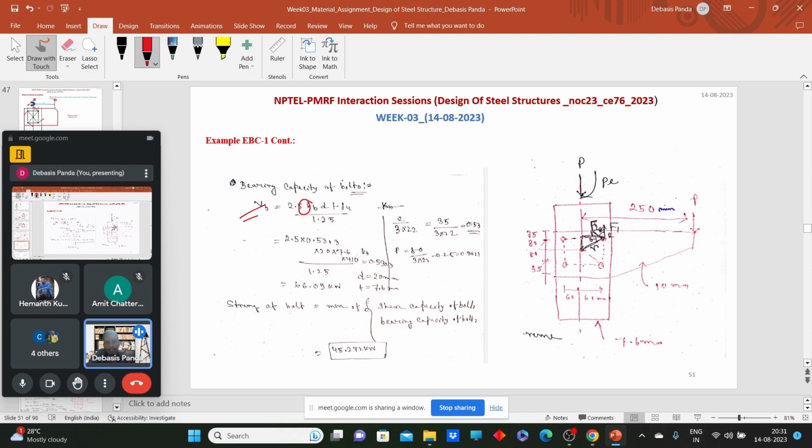So what will be the e value? What is the value of e? 35. What is the value of p? 80. And what is the value of d naught? We have 20 mm bolts, right? So d naught will be 20 plus 2, 22.